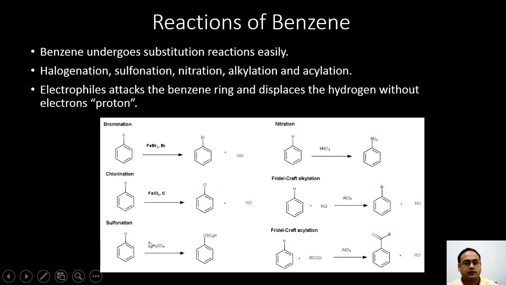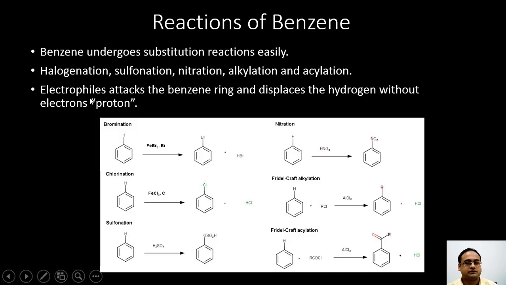But if you treat benzene with sulfuric acid, it will substitute the hydrogen with sulfonyl group. If you have HNO3 there, then the hydrogen will be substituted by NO2, and reaction of benzene with alkyl chloride in the presence of AlCl3 will give you alkyl benzene. Similarly, if you use acyl chloride, that is RCOCl, Friedel-Crafts acylation takes place to give you acyl benzenes.